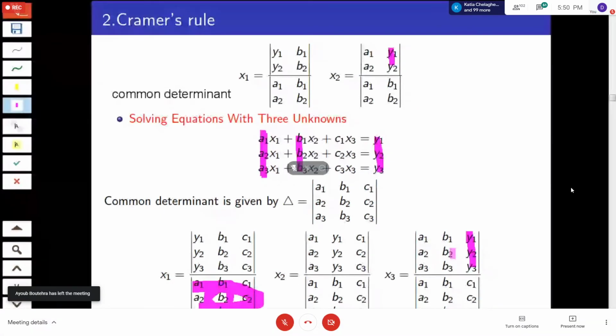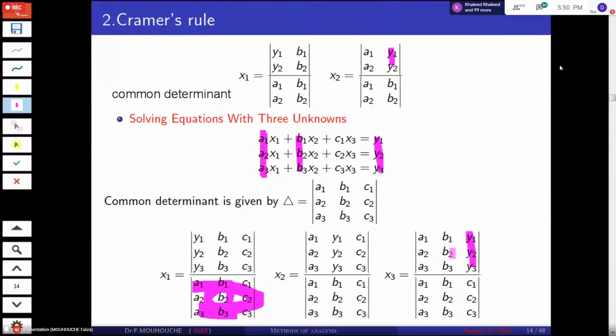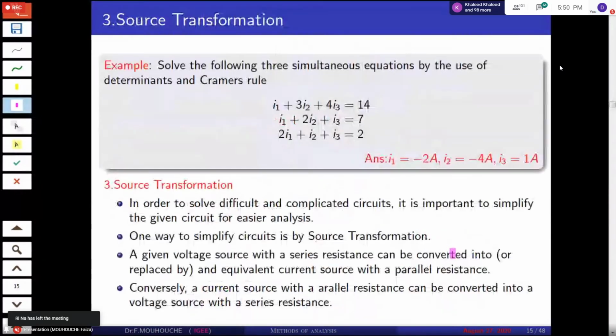Here when we have three or two equations to solve, we use Cramer's rule. Here we have examples of the following three simultaneous equations to solve by the use of determinants and Cramer's rule. Check it at your home.